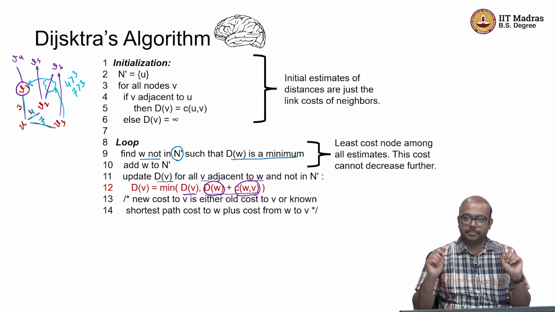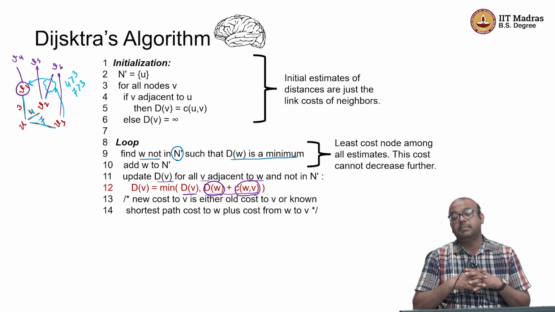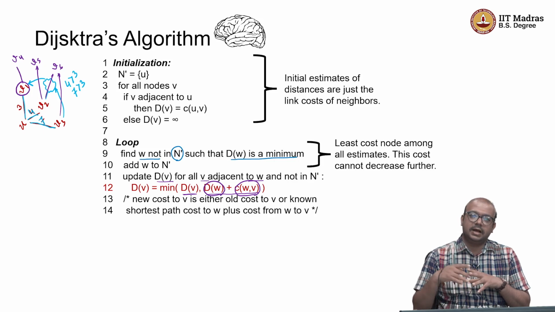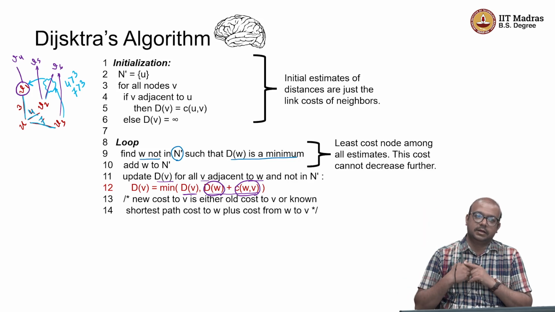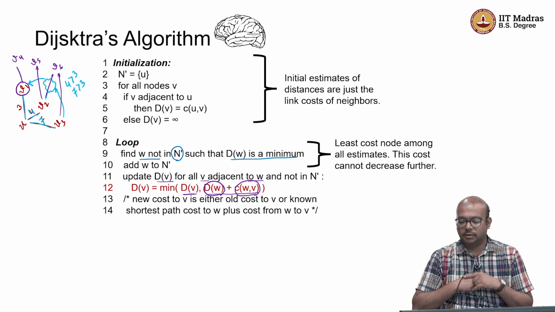And update dV accordingly. So again, I am repeating, I have to update dV, which is the least cost path length to reach V. I have my current estimate, which is called dV. Now, I am trying to think that I may have an alternate path to V via W. Let us not directly use this estimate called dV. Let me go to W and then take the link W comma V. Is it going to give me a better path or not?